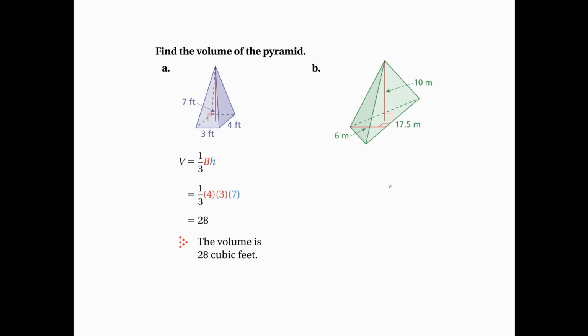What about for B? This is a triangular pyramid. A is a rectangular pyramid because the base is a rectangle. So B is a triangular pyramid. And so we use the formula again.